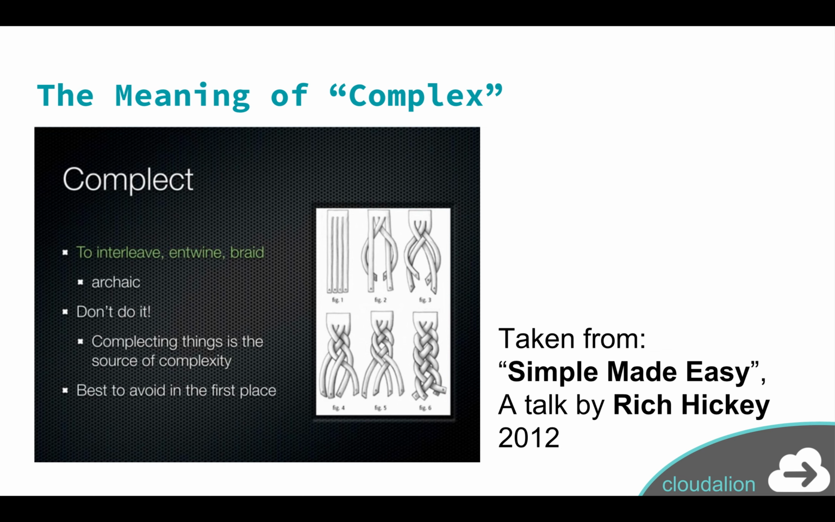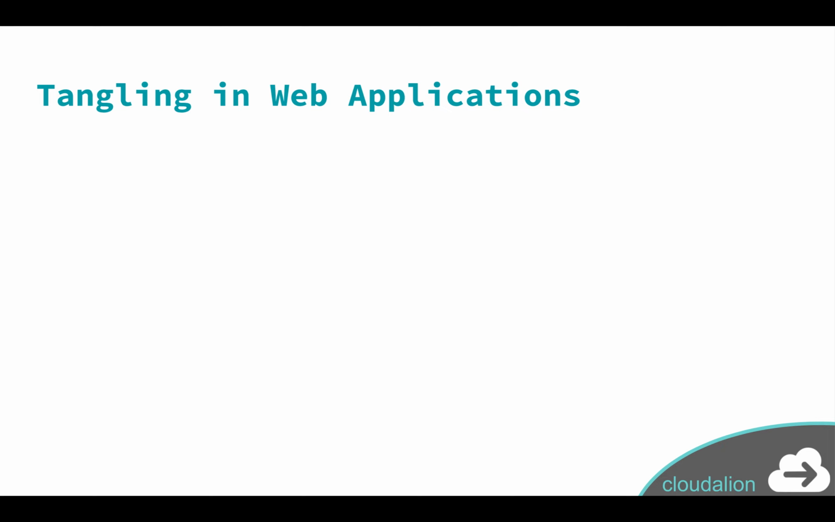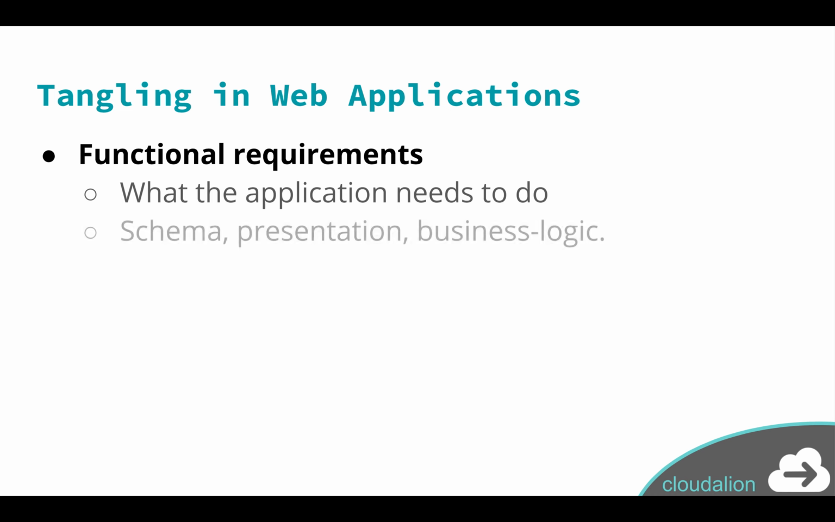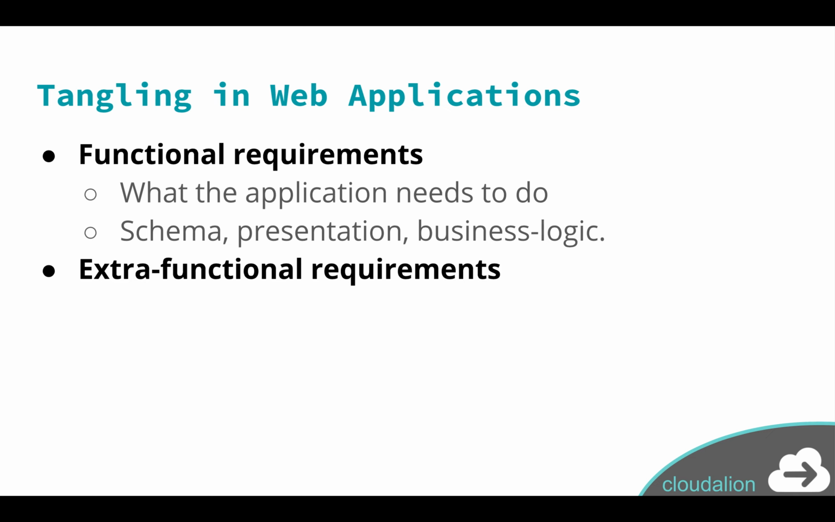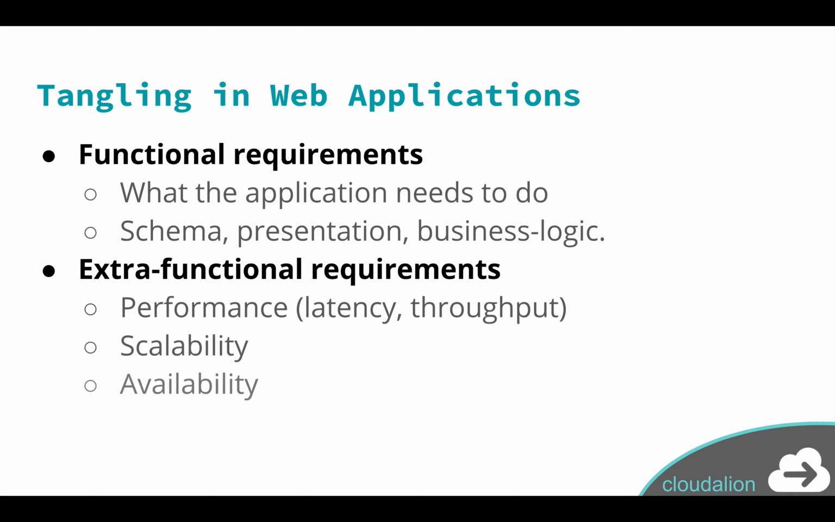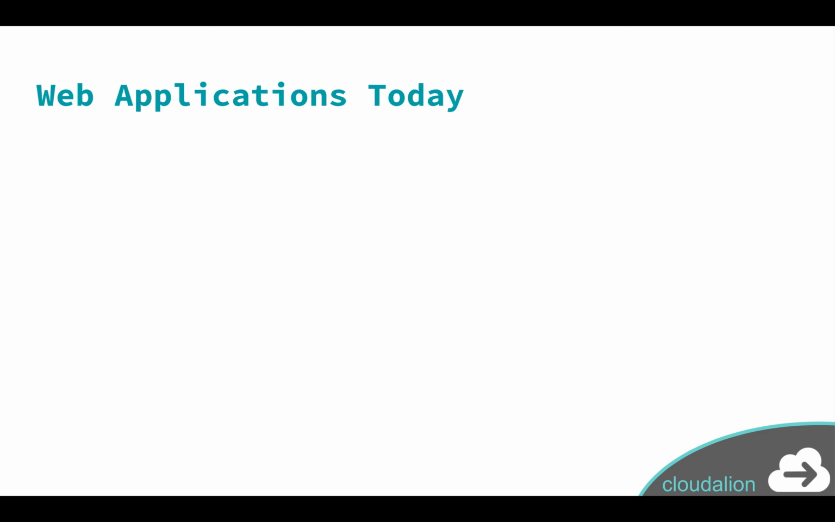Now, what do I mean when I'm saying that they are complex? The word complex comes from the archaic verb to complect, to interleave or tangle. So what's tangled in a web application? One thing is functional requirements, what the application actually needs to do. Things like its schema, presentation, and business logic. The other thing is their extra-functional requirements. Things like performance, scalability, availability, and more.